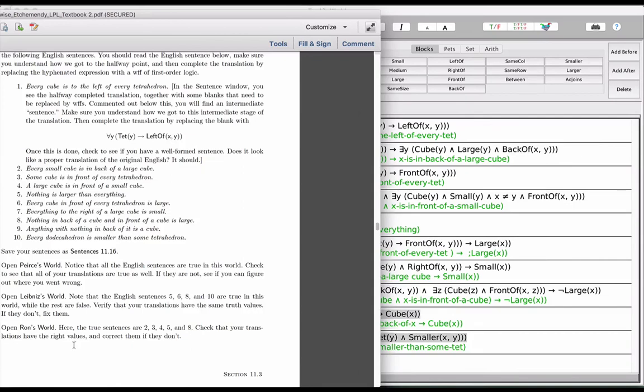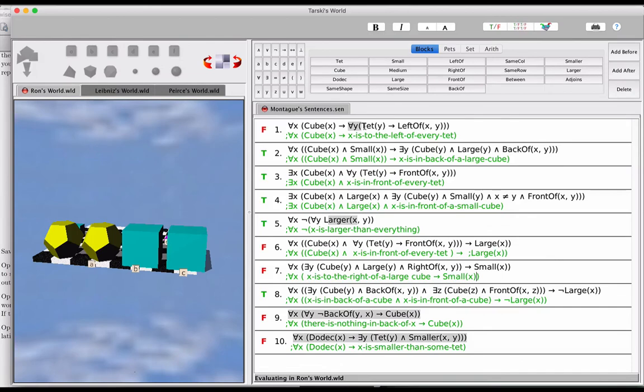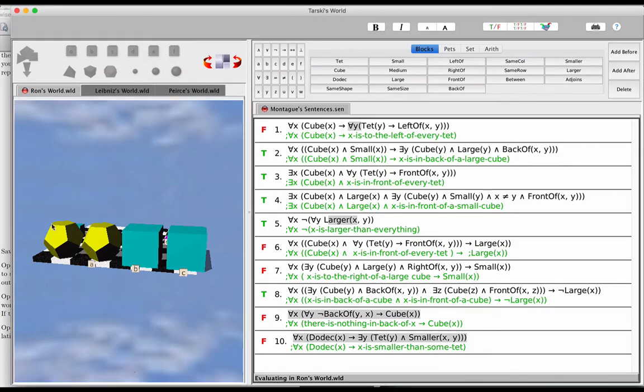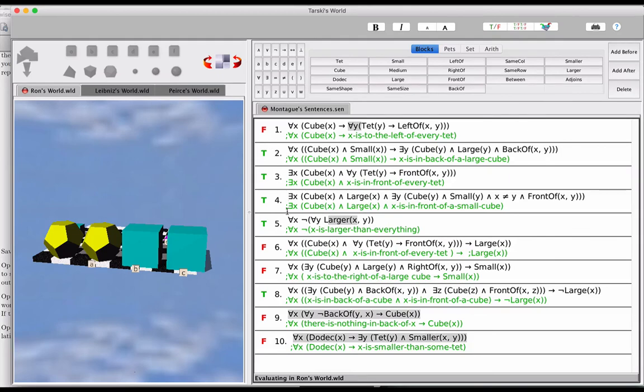That is, that they translate the sentence in the way the sentence means. All right, and then Ron's world, 2, 3, 5, and 8 are true, and the rest should be false. So Ron's world, 2, 3, 5, and 8 are true. The rest should be false. Let me make sure. Oh, 4 as well. Good. Okay, so 2, 3, 4, 5, and 8 are true, while the rest are false.